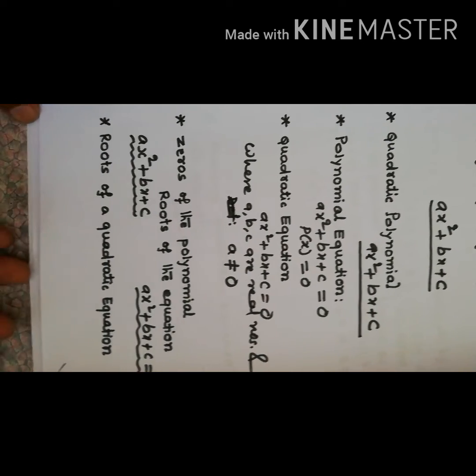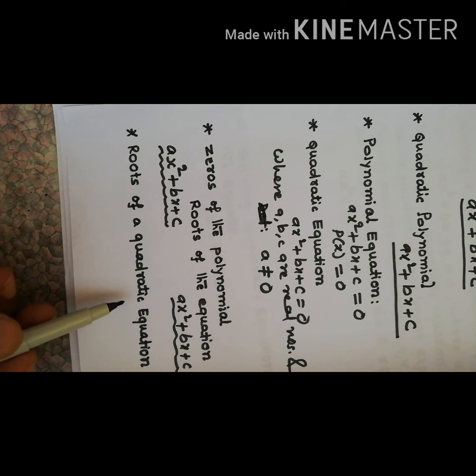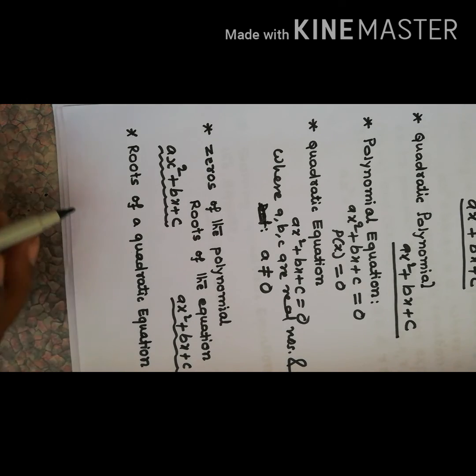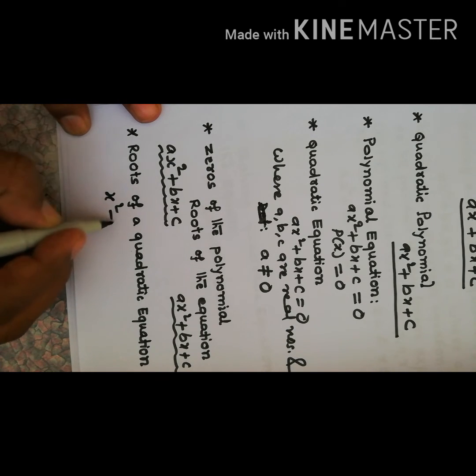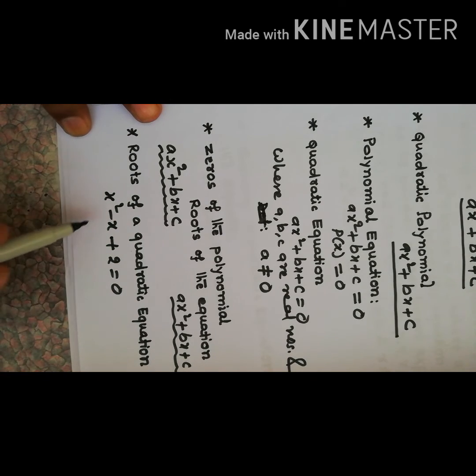So what do you mean by roots of the equation? Roots of a quadratic equation are the values of the variable which satisfy the given equation. If you take one example, suppose x square minus x plus 2 is equal to 0. This is a quadratic equation, and we have to find the value of x which satisfies this equation.